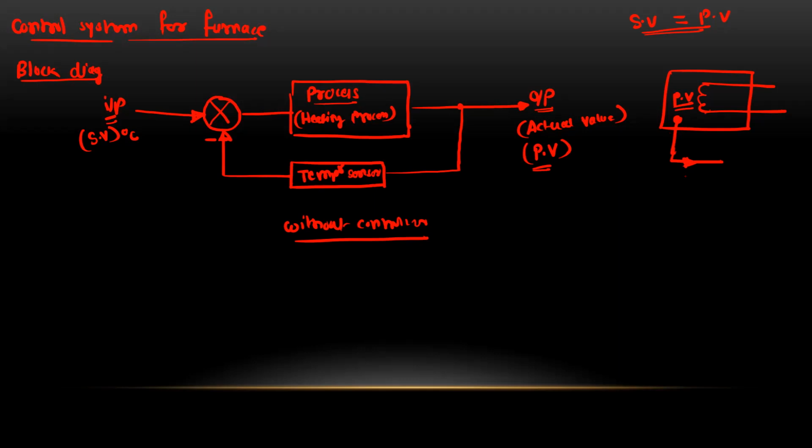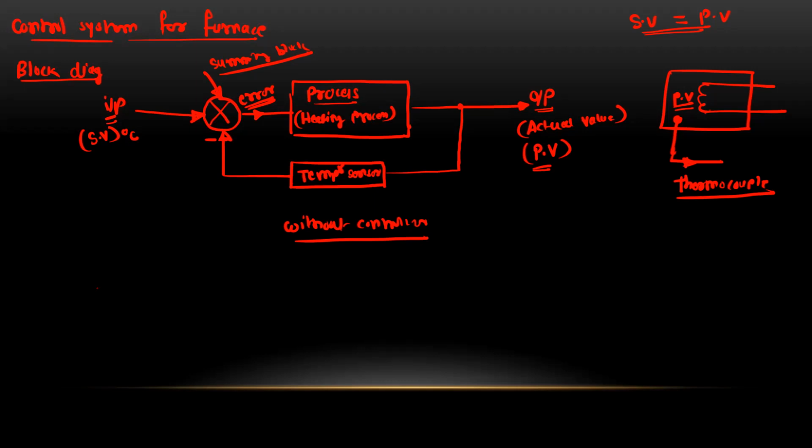So here we have the thermocouple as a temperature sensor, and this signal is given to the summing block. This summing block will add the process set value and the feedback, that is the process value, and then it will generate the error signal. Depending on this error signal, the current will be adjusted, and then the temperature will be controlled.